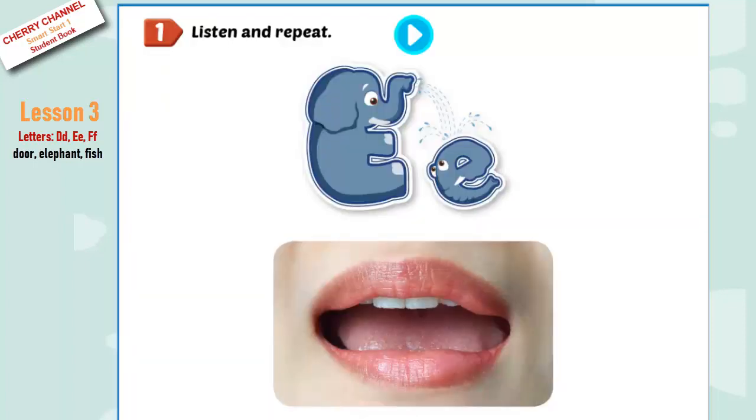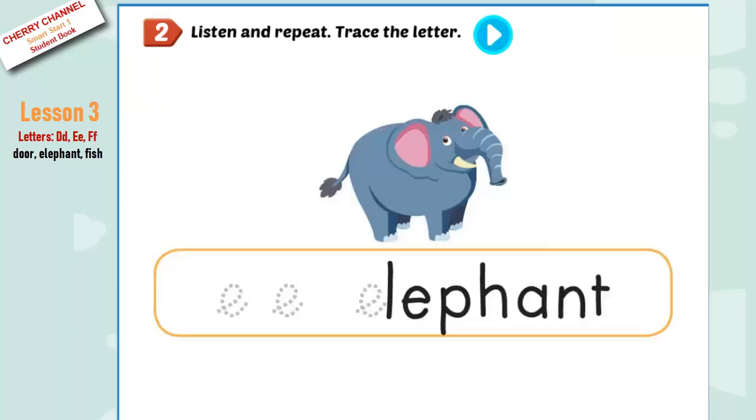Letter E. 1. Listen and repeat. Eh. Eh. Eh. Two. Listen and repeat. Trace the letter. Eh. Eh. Elephant.